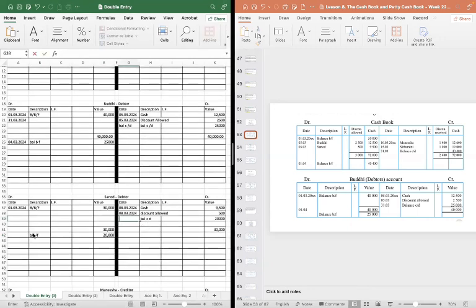We have to put the date correctly. Usually we are balancing at the month end. Okay. And the balance is brought forward on the next month, the first day.